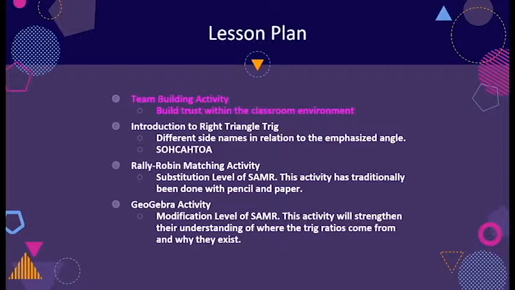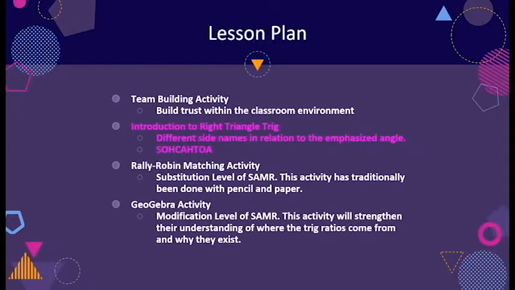Traditionally, this lesson has only taken 1 day to complete, but with raising the level in the SAMR model, it will probably take a day to a day and a half. To begin the lesson, we're going to do a team building activity. Building trust within the classroom environment is key and critical to the students' success in the classroom. The more comfortable they are in the classroom, the more they're going to learn.